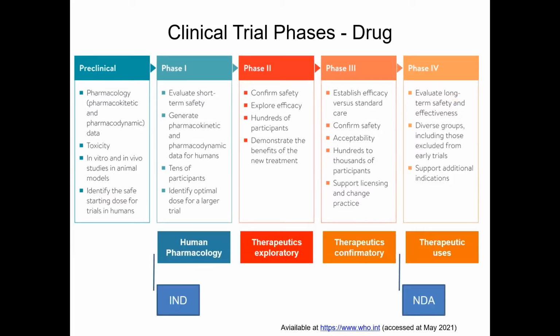So in summary, phase 1 is for human pharmacology, phase 2 is for exploring therapeutic efficacy, and phase 3 is for confirming efficacy. During the drug development process for FDA approval, pharmaceutical companies have to submit an investigational new drug application. After a successful phase 3 trial, they submit a new drug application, that is NDA, for FDA approval. This process, or the terms used, may be different between countries.